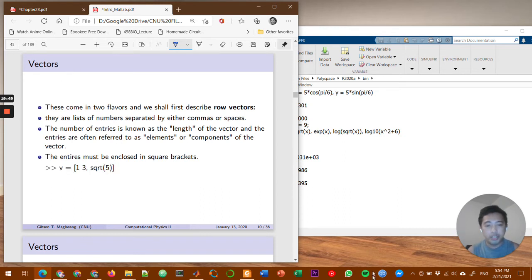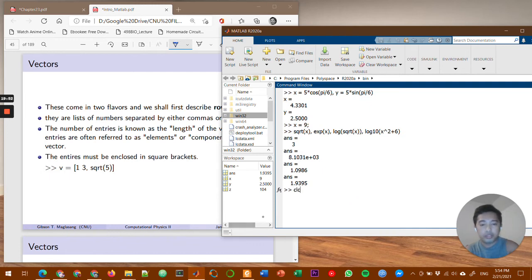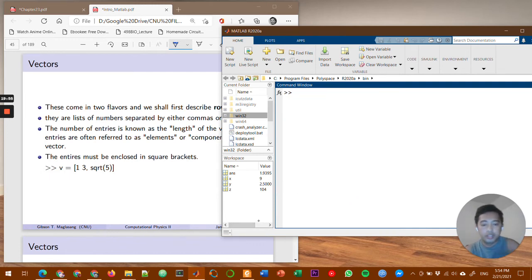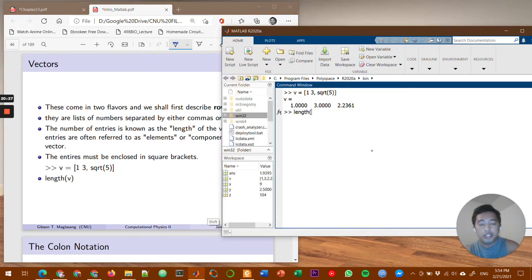Let's take for example this one. Let's type v equals. As you can see here, we've created a row vector v with three elements, and each element is separated by space or comma. And if we type length v, of course we get a result of 3, since there are three elements.